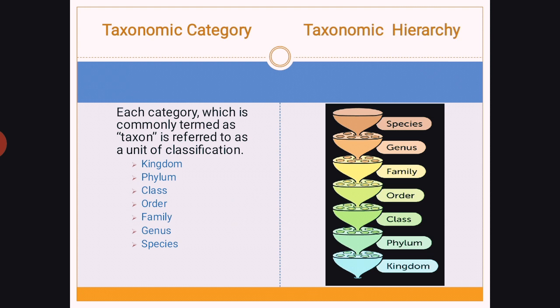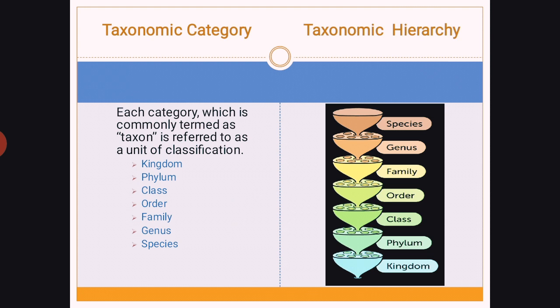Each step of taxonomic classification is called a taxonomic category, and these are commonly known as taxon or taxa. According to Linnaeus, there are 7 categories: kingdom, phylum, class, order, family, genus, and species. But recently, a new taxon, domain, is added, which is the most superior category.